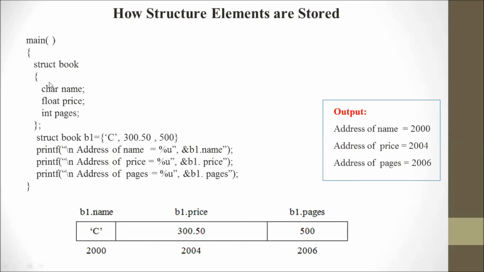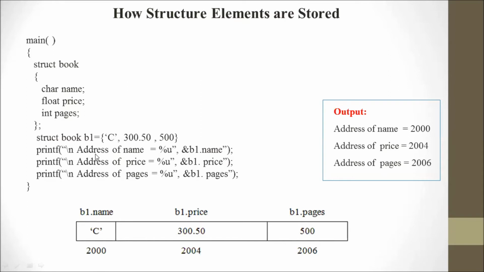So this is the structure, and this is the structure book. Here we also initialize the values. b1 is assigned the C book name, and this is the price, and this is the page number. So we can assign in this way.